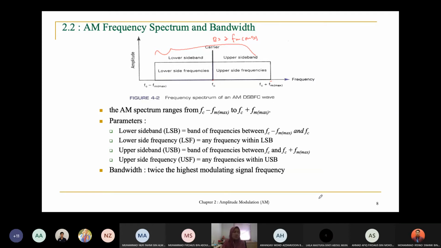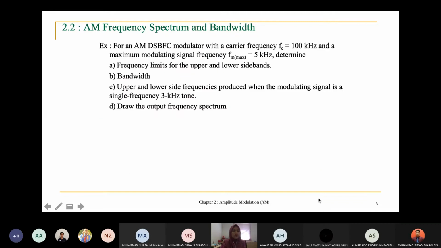Okay, now let's do an example. This example states that for an AM DSB-FC modulator with carrier frequency Fc equals 100 kHz and maximum modulating signal frequency Fm max equals 5 kHz, determine the frequency limits for the upper and lower sideband. Let's do the first one, the frequency limit. Let's do the lower sideband first.